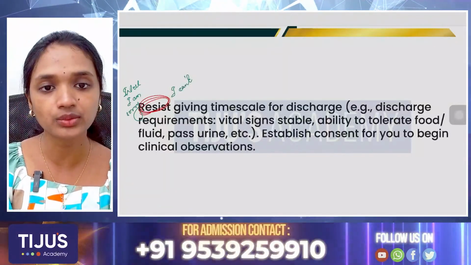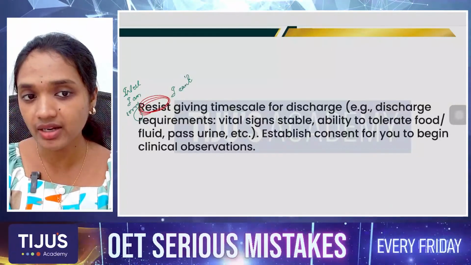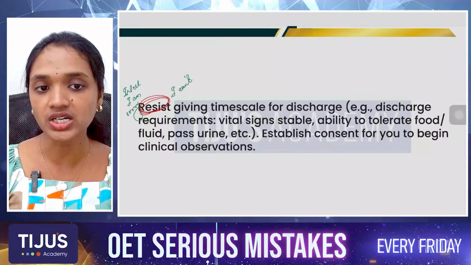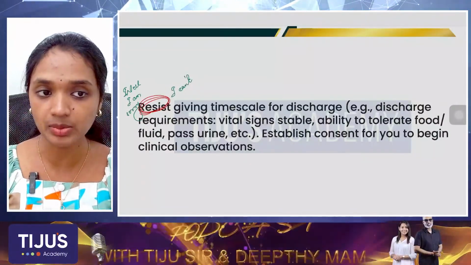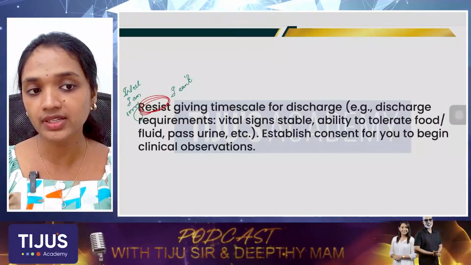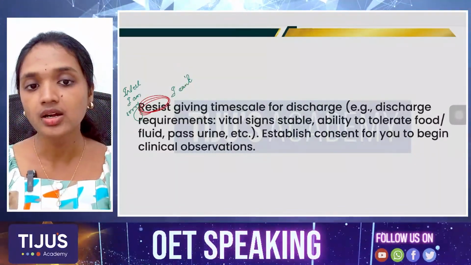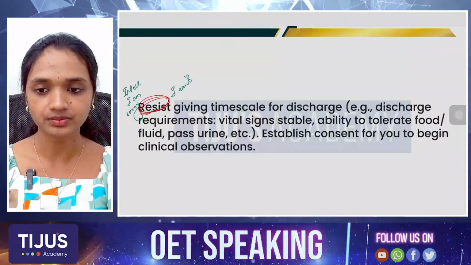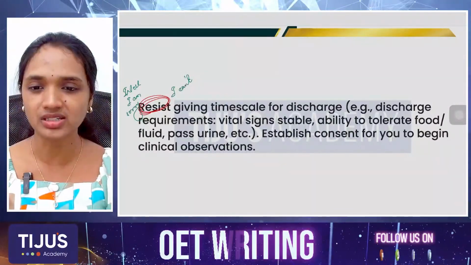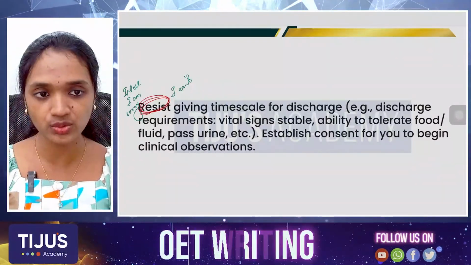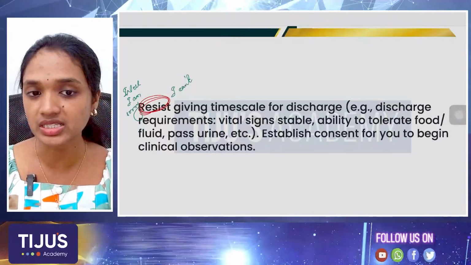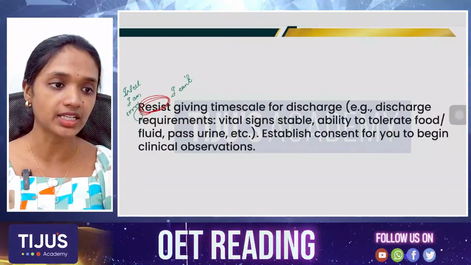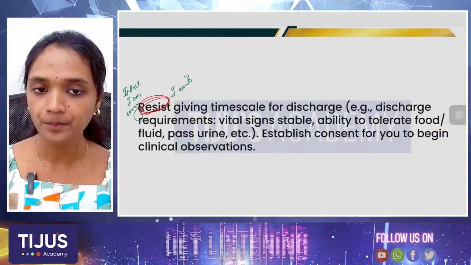So how do we say it? Well, I'm so sorry to say that I can't give you the time scale for discharge, because you need to meet some discharge requirements, like your vitals need to be stable, and if you are able to tolerate your food, liquid and fluid, and also pass urine, then we'll go with the discharge. Then you can seek a clarification, like, I hope it is clear to you. Can I ask you to please give me the consent to begin the clinical observation? Then we'll go with the clinical observation. I hope you got it now.